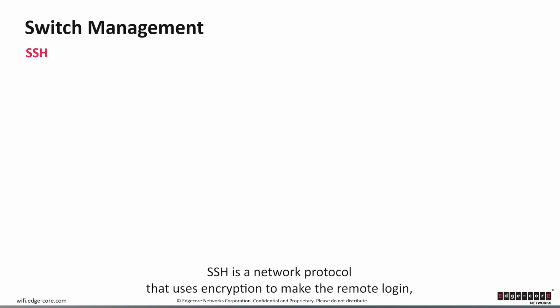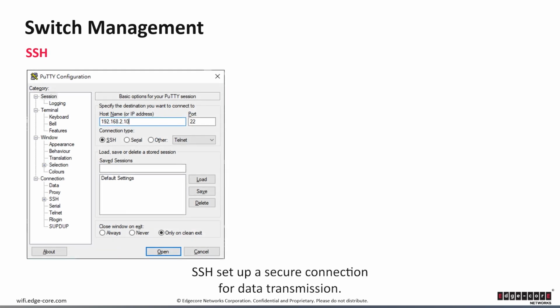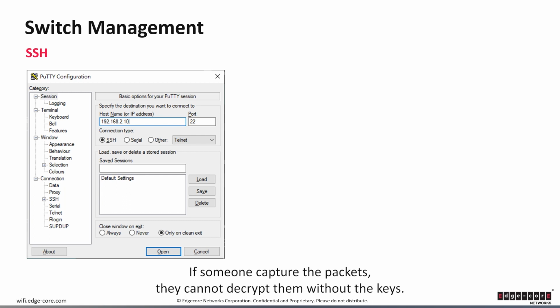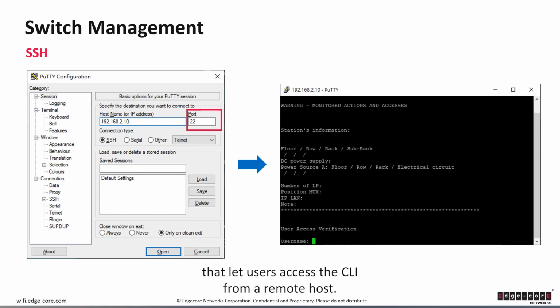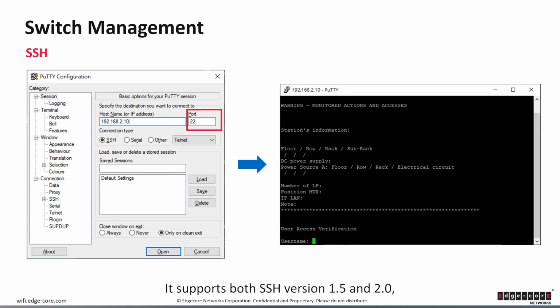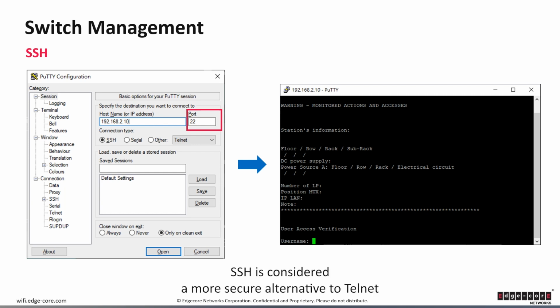SSH is a network protocol that uses encryption to make remote login and command line execution more secure over an unsecured network. SSH sets up a secure connection for data transmission. If someone captures the packets, they cannot decrypt them without the keys. The Edgecore Enterprise switches have a built-in SSH server that lets users access the CLI from a remote host. It supports both SSH version 1.5 and 2.0, but they are not enabled by default. We will show you how to enable SSH in the next slide. SSH is considered a more secure alternative to Telnet and is widely used for remote switch management.